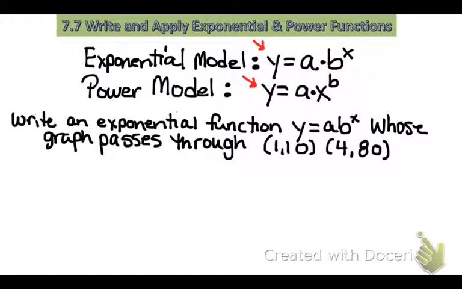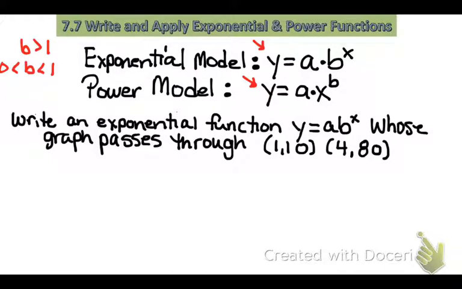For our exponential model, remember that exponential growth means that b is greater than 1. And for decay, we know we're going to have a fraction, so that means that b is going to be less than 1 and greater than 0. In our power model, notice that the b and the x values have switched places.